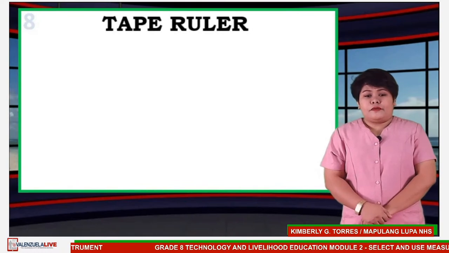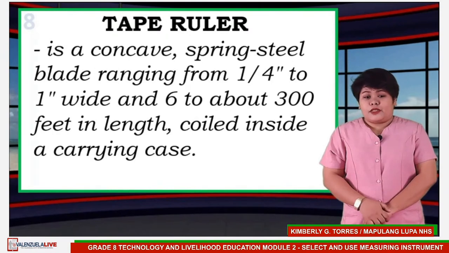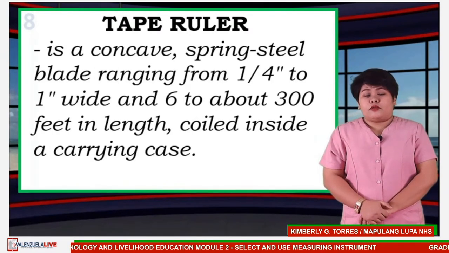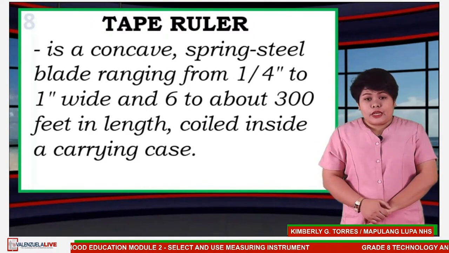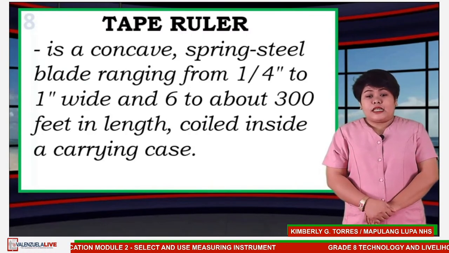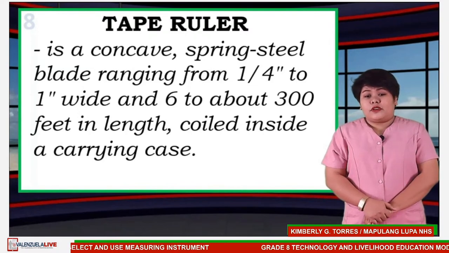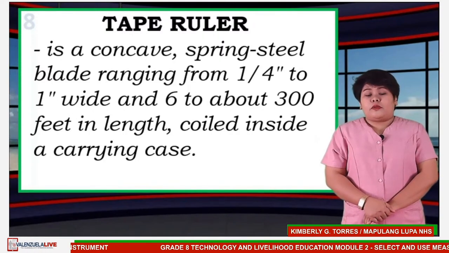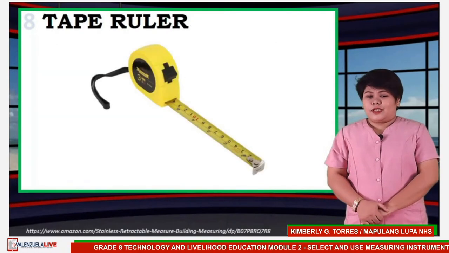Tape ruler. It's a concave spring steel blade ranging from 1/4 to 1 inch wide and 6 to about 300 feet in length, coiled inside a carrying case. It provides an easy means for accurately measuring curved surfaces for its flexible roll of thin steel that retracts into a protective case. Here's the picture of a tape ruler.